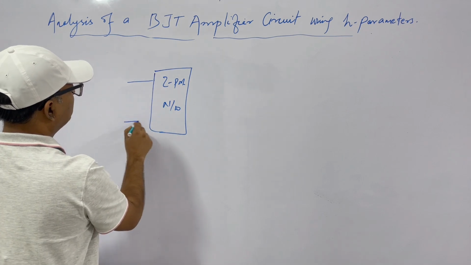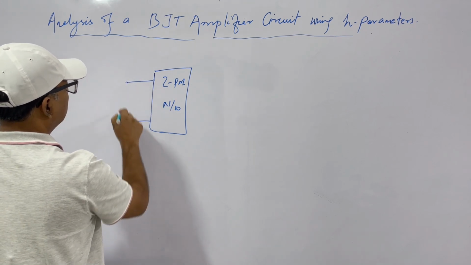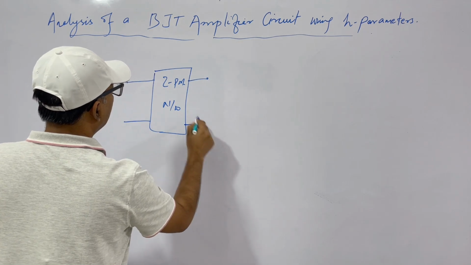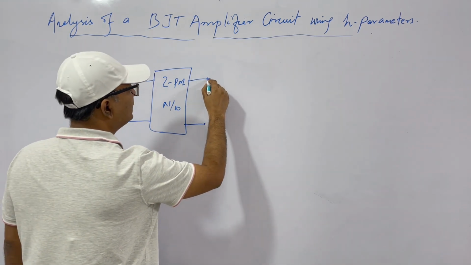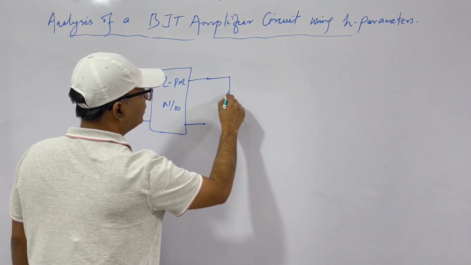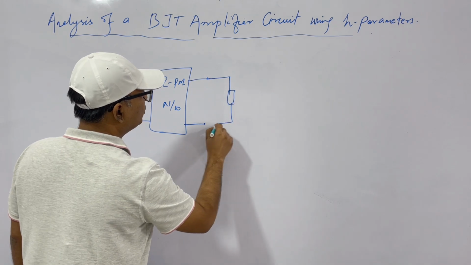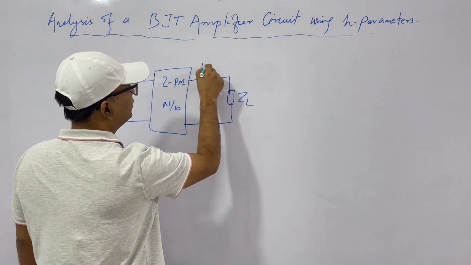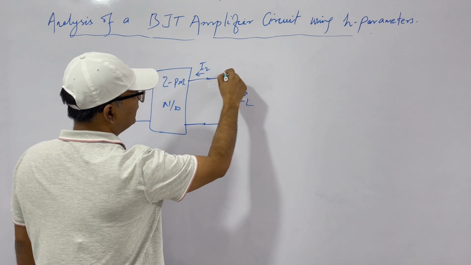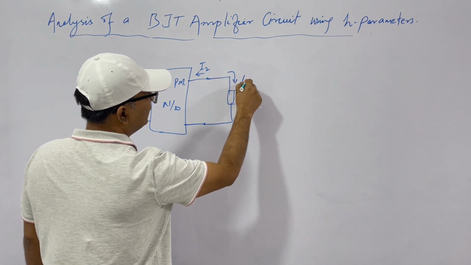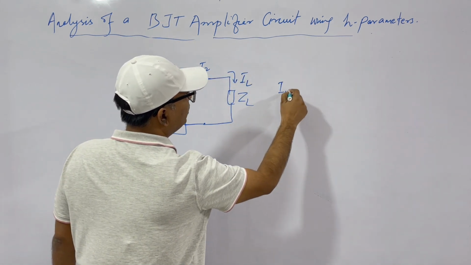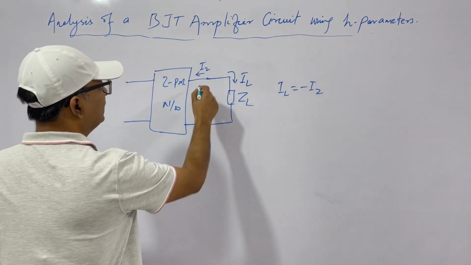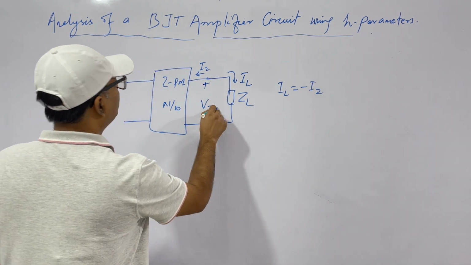So this is port 1 and this is port 2. What we do, we attach a load in the output port. Let this be ZL. This is I2. If this is I2, this is IL. From here what you get? Load current IL is minus I2, or I2 is minus IL. This is V2.